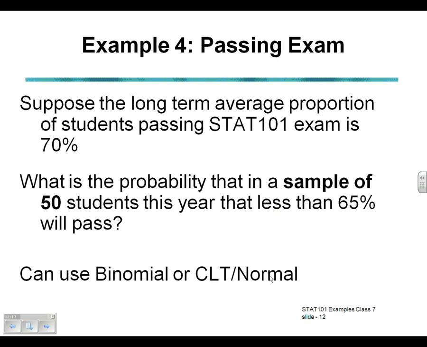And when we see a proportion, we're looking at here, the long-term average proportion of students passing the Stat 101 exam is 70%. So you either pass or you don't. That's qualitative data, and the proportion of people passing is 70%. So if we're looking for the probability in a sample of 50 students this year that less than 65% will pass, what we're looking for here is the distribution of the sample proportion. And we can use the binomial distribution here because clearly you can pass or not, or we can use the central limit theorem and the normal distribution, and we're going to do both.